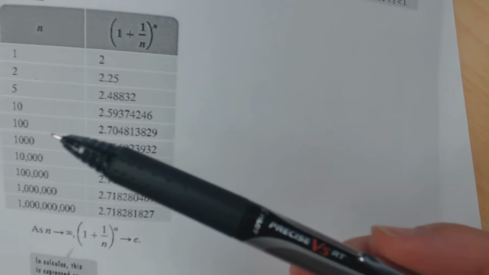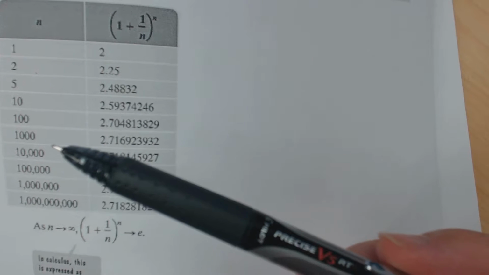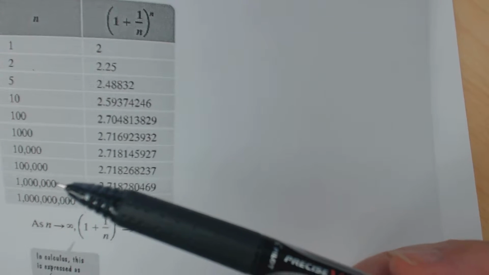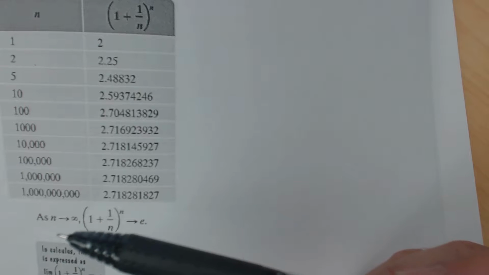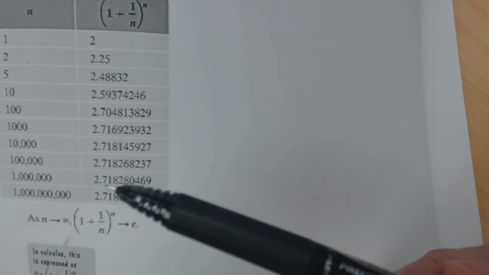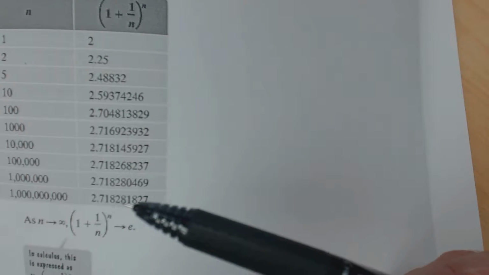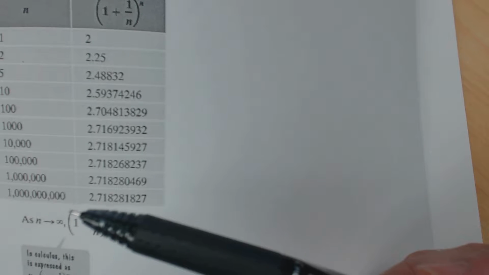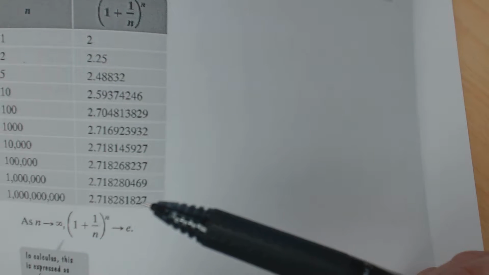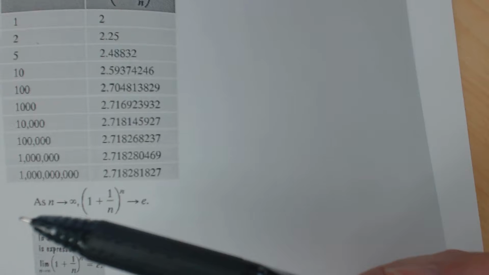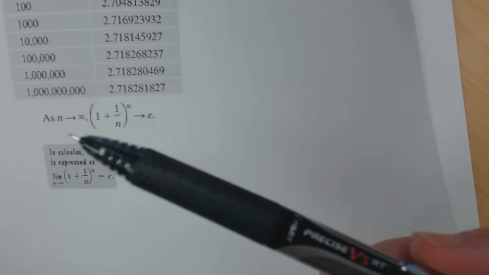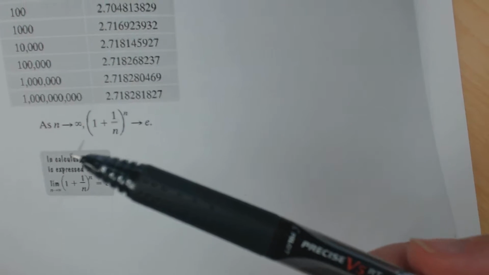What you want to notice, though, is n gets bigger and bigger and bigger: 10,000, 100,000, 1 million, 1 billion, and so on. Notice the values of this expression. It starts to level off. You see where it says 2.718, 2.718, 2.718? It starts to level off. So it's getting closer and closer to some value, if you kept on going as n got bigger than 1 billion.